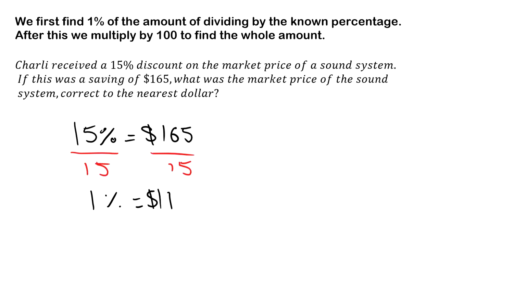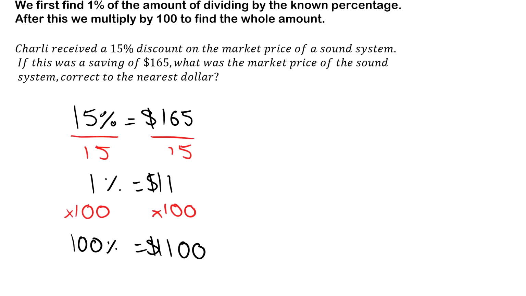Now I want to get to 100%, and to get from 1 to 100, we times it by 100. I'm going to do that to both sides. So now I have 100% equals $1,100. So the original cost was $1,100. So first thing you do is you find what your 1% was by dividing. We knew we had 15%, so we divided both sides by 15. That finds us what 1% is, and then we times that by 100 to get what 100% is.